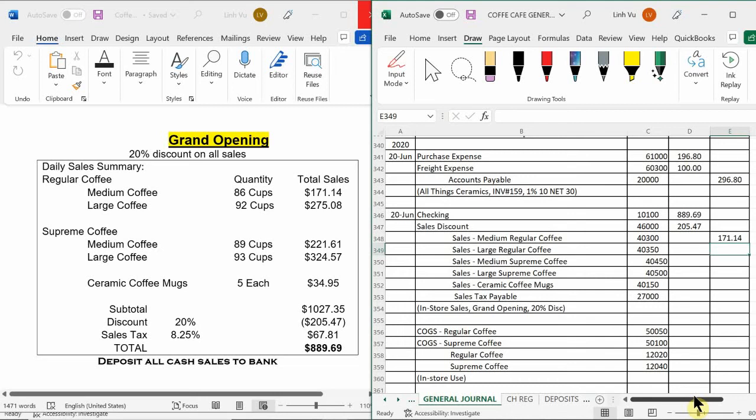Large regular? 275.08. Okay. Medium supreme? 221.61. It might be a little difficult to read, yes. And then the large supreme coffee? 324.57. And then the ceramic coffee mugs? 34.95. Last but not least, the sales tax. 67.81.